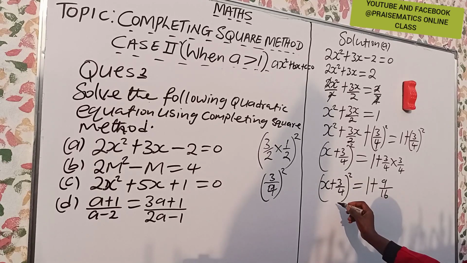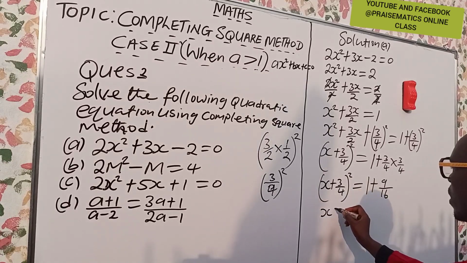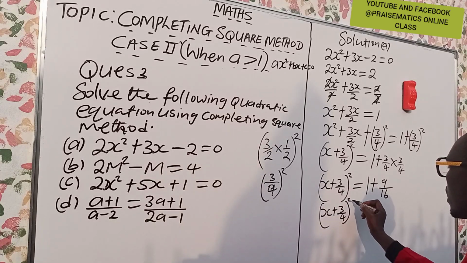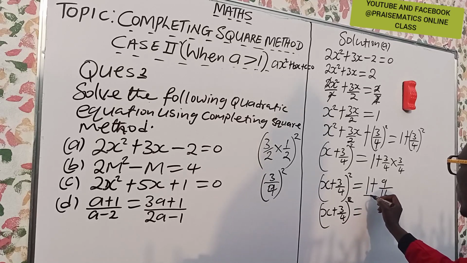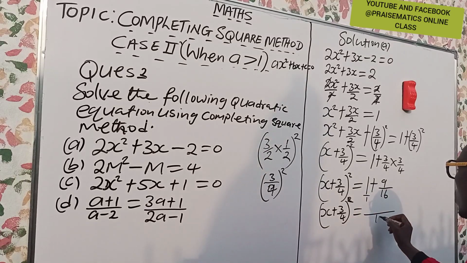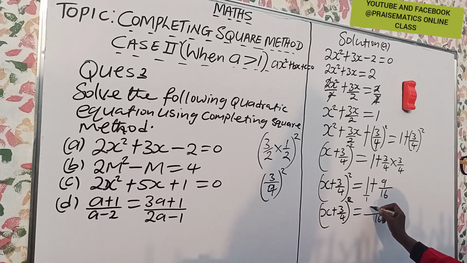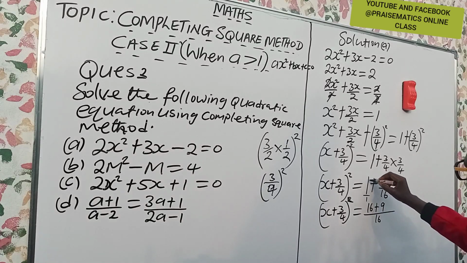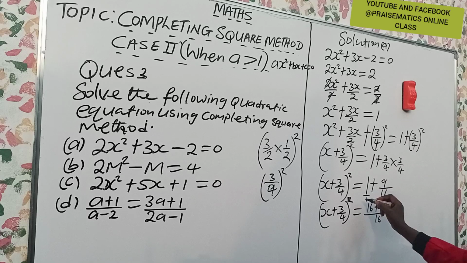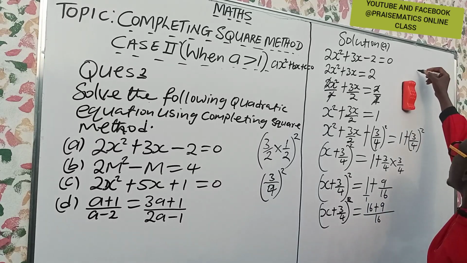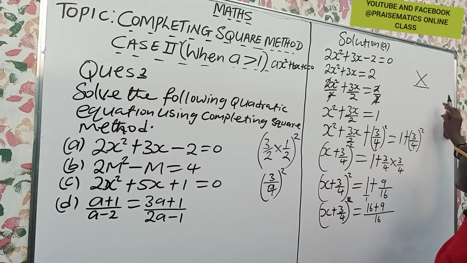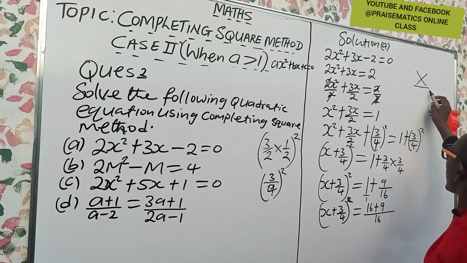From this place, we need to have that (x + 3/4)² is equal to, find the LCM of this side. LCM is what? 16. 16 goes into 16 once, 1 times 16 is 16, plus 16 goes into 16 once, 1 times 9 will give us 9. Or you can say this times this plus this times this over this times this. That's the shortcut.